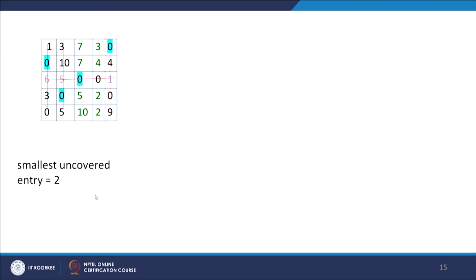So, let us look at this step 4 again. Here the smallest uncovered entry is 2. What do you mean by uncovered entry? Those entries which have not been crossed out at the moment. So, the uncovered entries are 7, 3, 7, 4, 5, 2, 10 and 2, and among these 2 is the smallest.